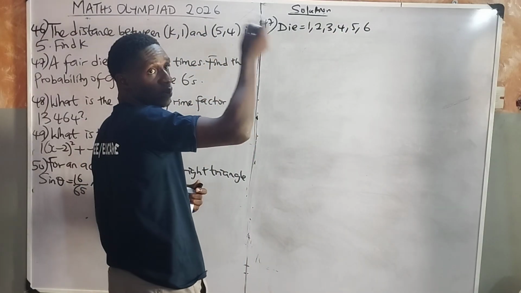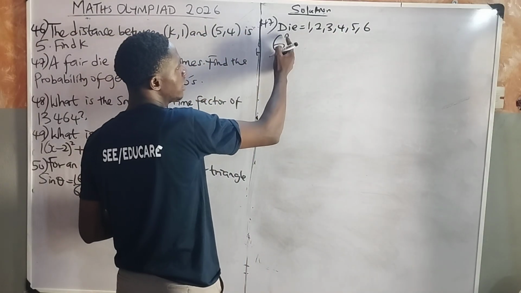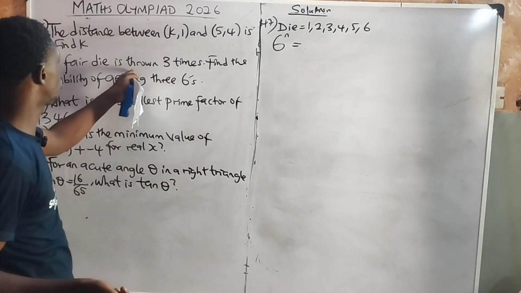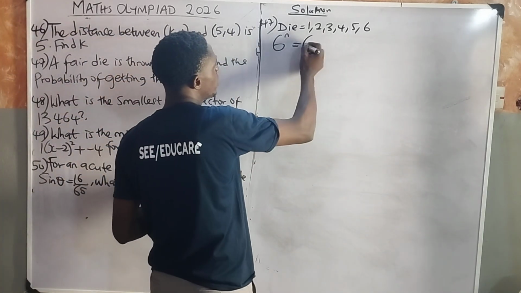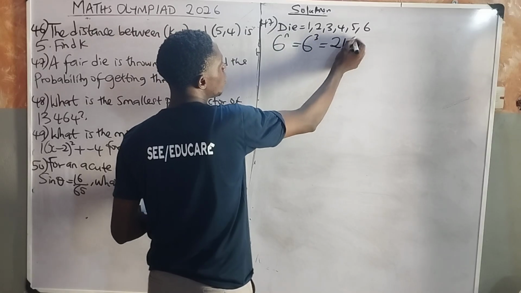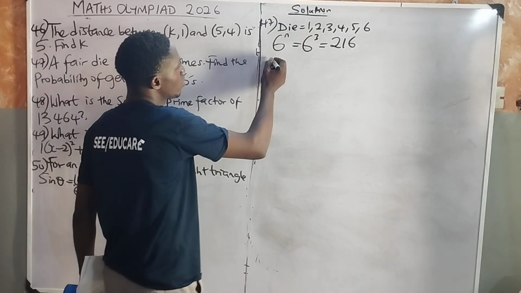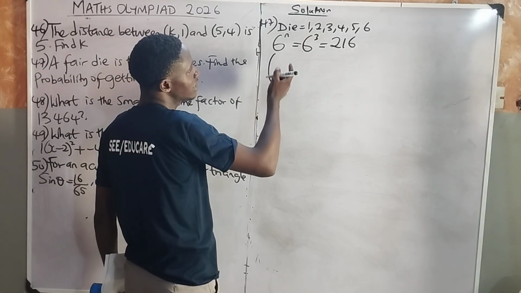So to get the total possible outcomes is 6 raised to the power of n. This n represents how many number of times it is thrown. So it's thrown 3 times. So we have 6 raised to the power of 3, which is 216. Find the probability of getting 3 sixes. So probability of getting 3 sixes.